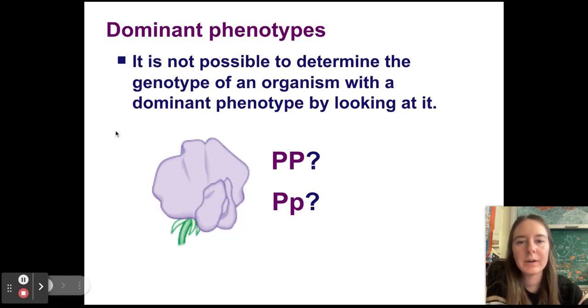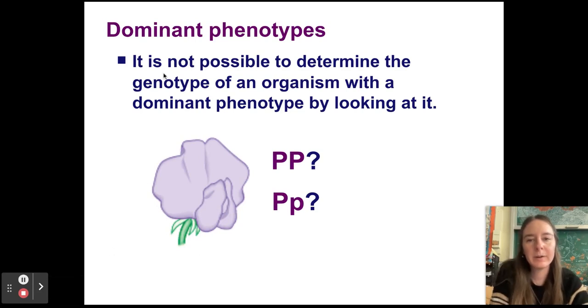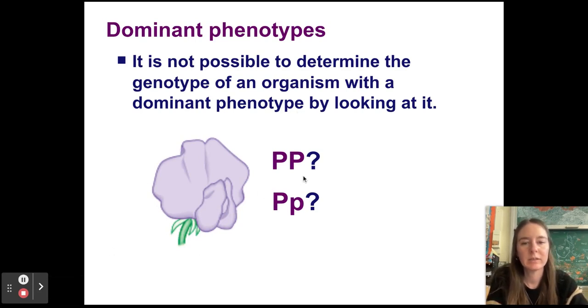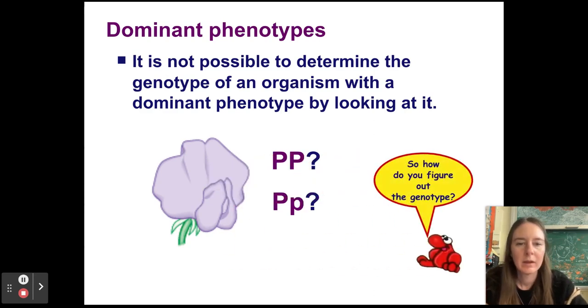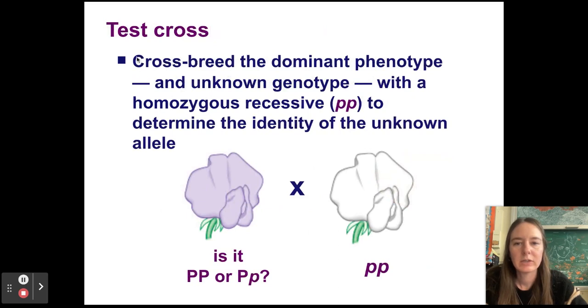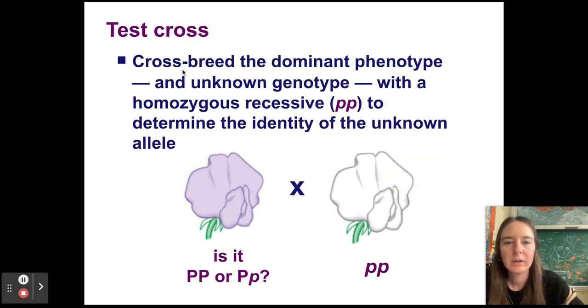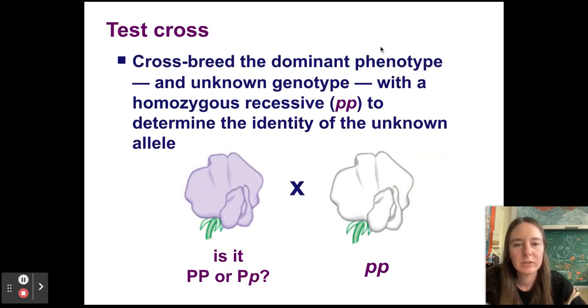Now, is it possible to determine the genotype of an organism by looking at it? If you just saw this purple flower, could you be 100% certain that it's homozygous dominant or heterozygous? How would you figure it out? What you could do is a test cross. You could crossbreed the dominant phenotype, with an unknown genotype, with a homozygous recessive.